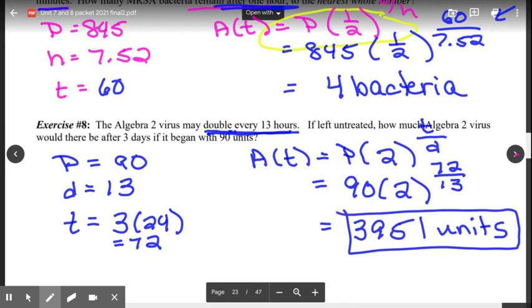Okay, go do the Delta math problems, and then the next lesson in class we'll work on the practice together.